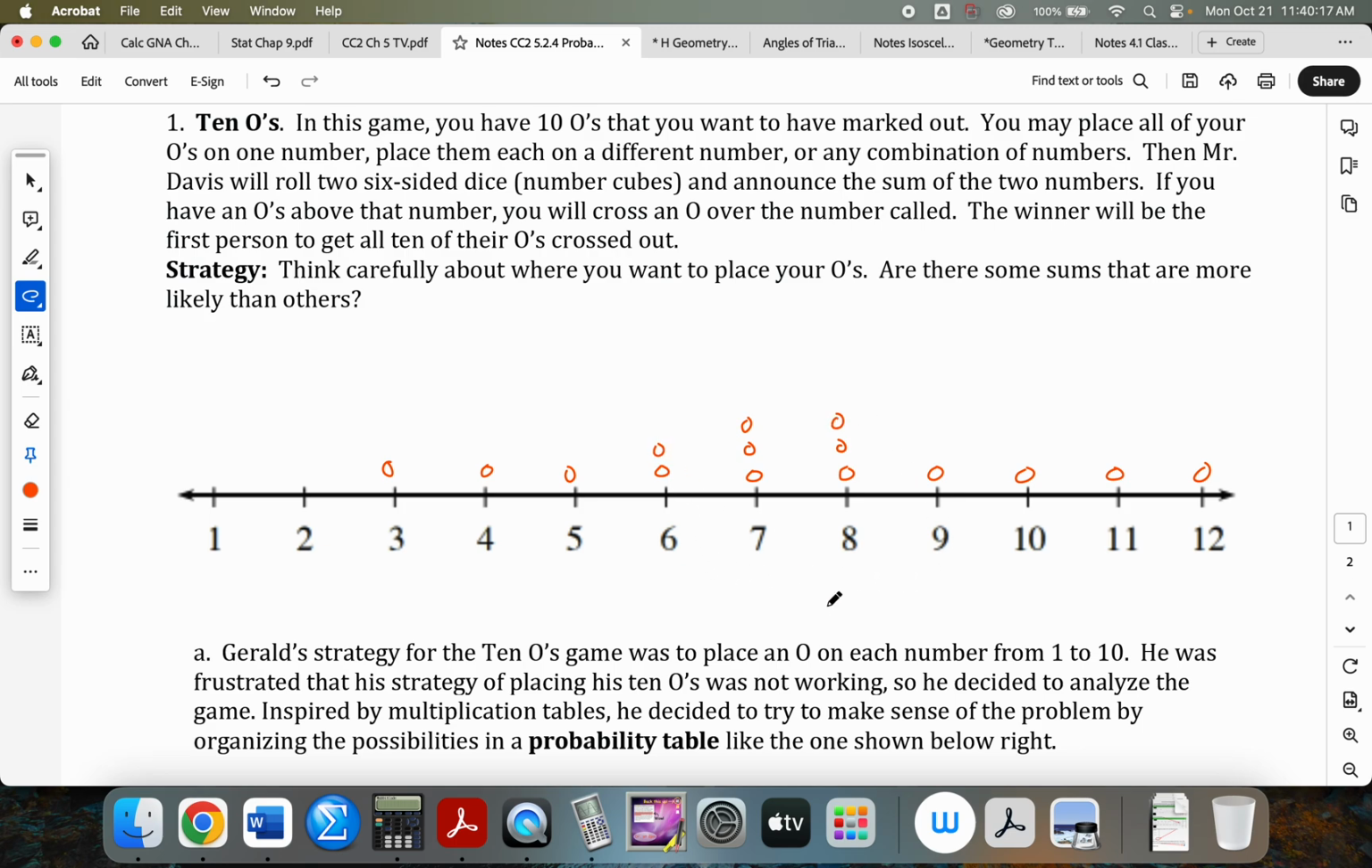6 got called twice. 11 got called twice, which is kind of weird. And the rest of them only got called once, which is also a little strange.